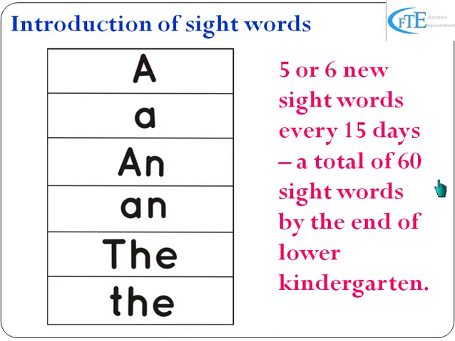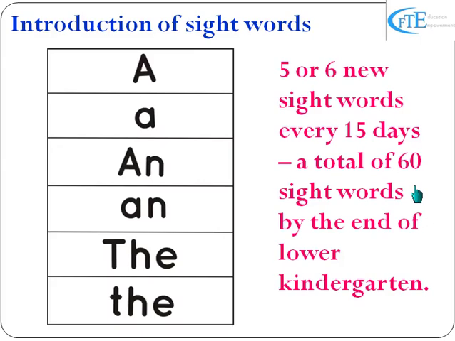At the end of 10 or 12 months, the LKG child should be aware of about 60 sight words. Notice the word I used. I said aware. I did not say learn. A little child will not be able to learn 60 sight words, but the child needs to be aware of them.